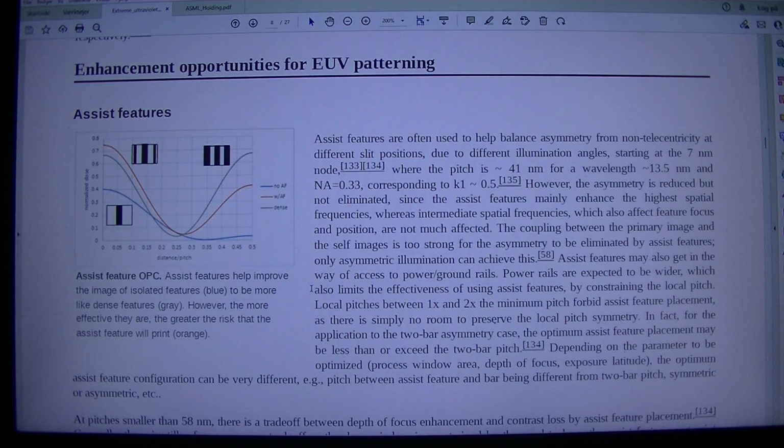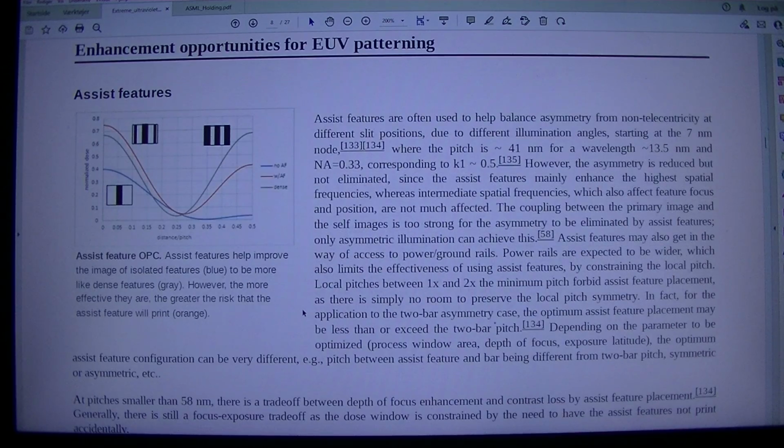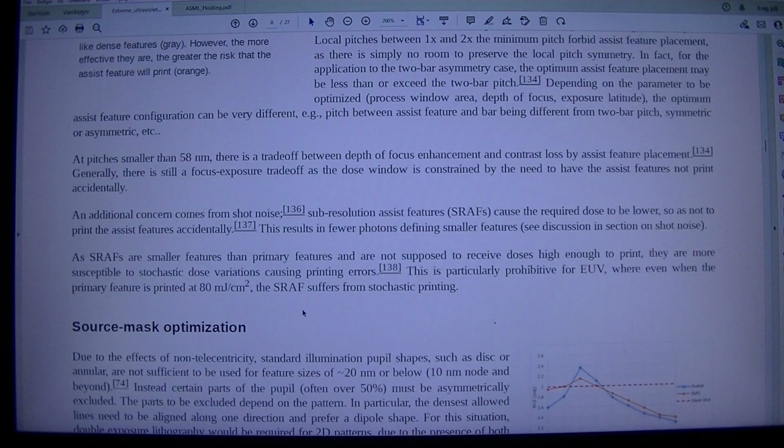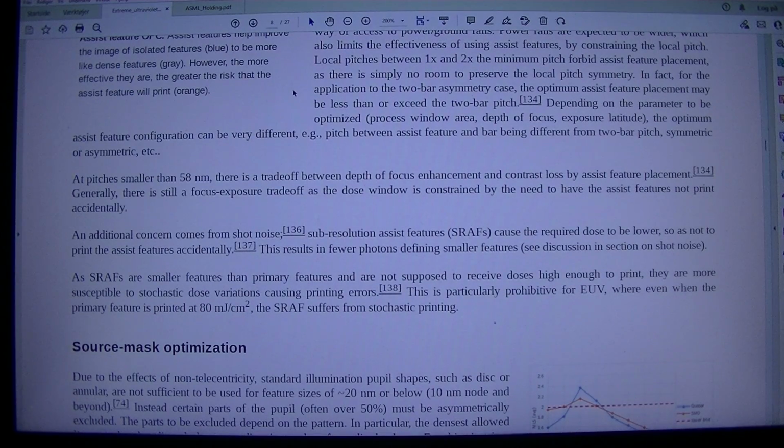58. Assist features may also get in the way of access to power forward/ground rails. Power rails are expected to be wider, which also limits the effectiveness of using assist features, by constraining the local pitch. Local pitches between 1x and 2x are below the minimum pitch for assist feature placement, as there is simply no room to preserve the local pitch symmetry. In fact, for the application to the 2-bar asymmetry case, the optimum assist feature placement may be less than or exceed the 2-bar pitch.